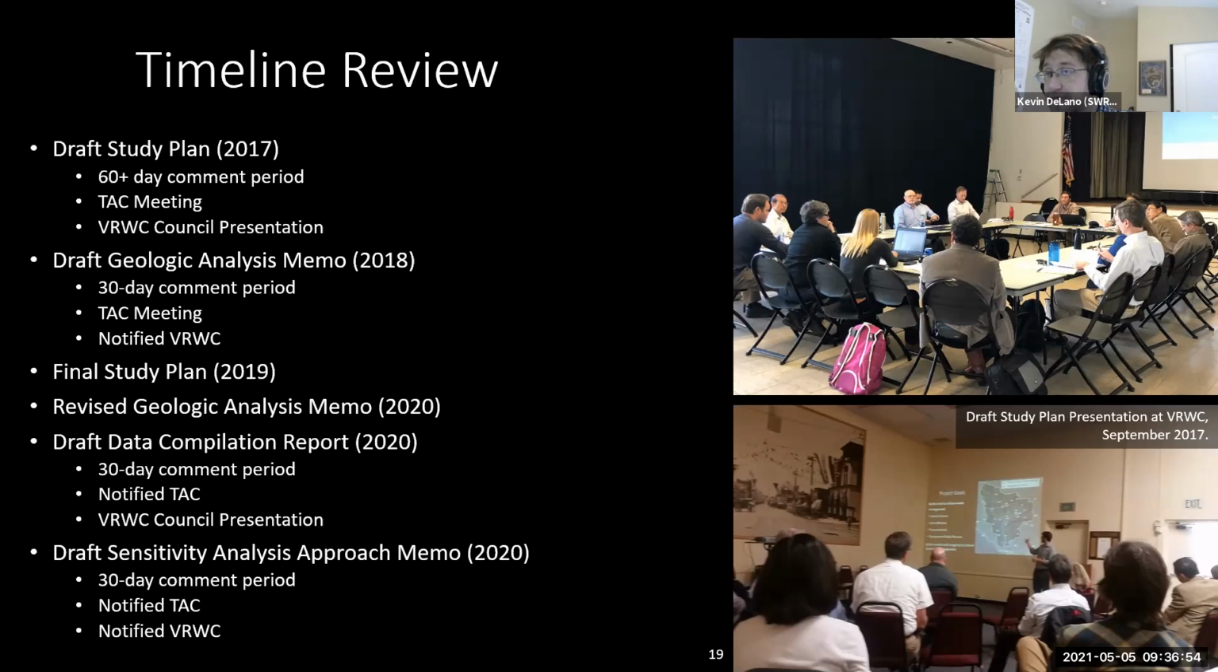We held a TAC meeting. So both these documents had public and TAC comment periods that occurred at the same time, and we got a lot of feedback on both documents. And coming out of both documents, we recognized a need and an opportunity to make several changes to our modeling approach and to our overall scope of work. And so we actually executed a contract amendment in 2019, and we expanded our scope of work. In 2019, we published a final study plan that describes our new scope of work.